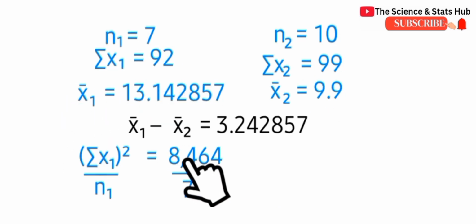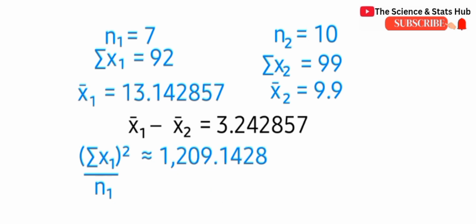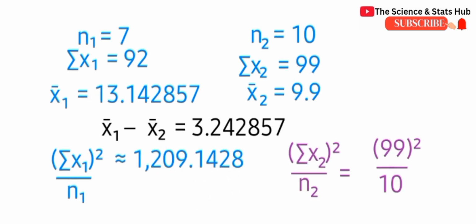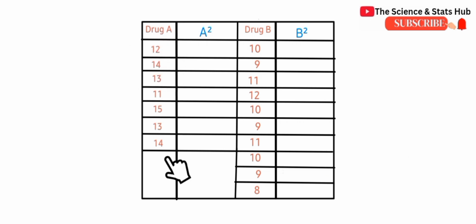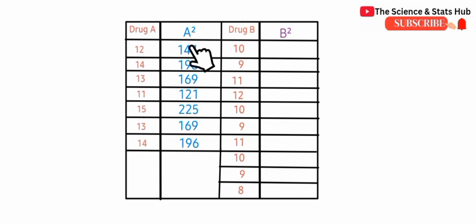92 squared divided by 7 is approximately this value. Taking the square of the sum of drug B and dividing by the n value, 99 squared divided by 10, gives 980.1. Taking the square of each value of drug A: 12 squared, 14 squared, 13 squared, 11 squared, 15 squared, 13 squared, 14 squared. Let's add up these values.